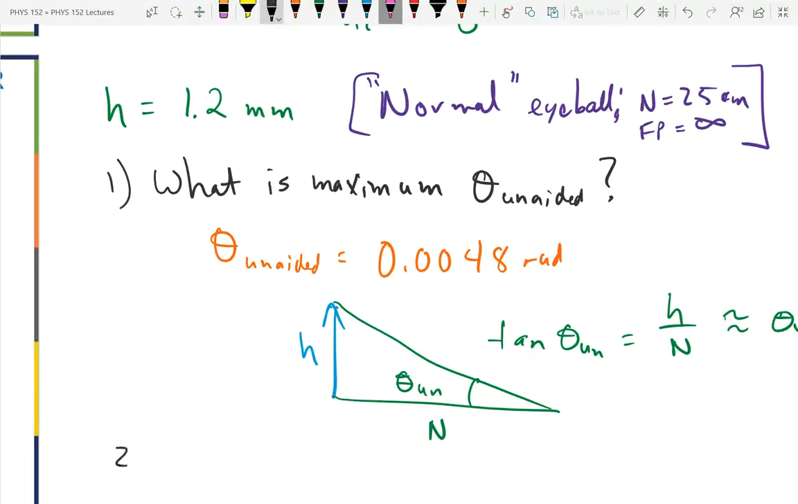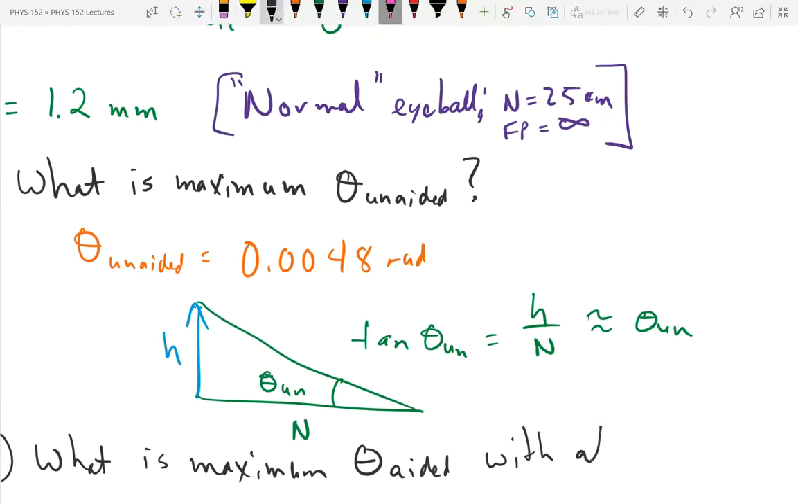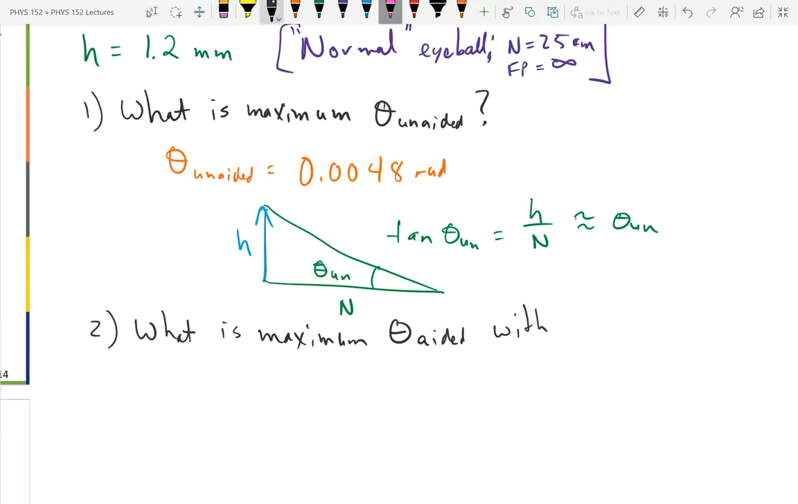Question number two. What's the maximum aided angle you can get if you have a magnifier with a focal length of 2.5 centimeters?